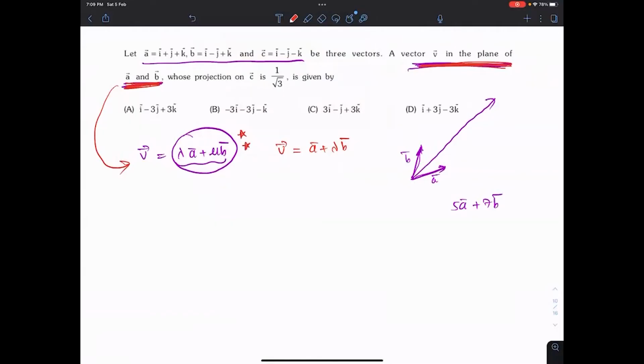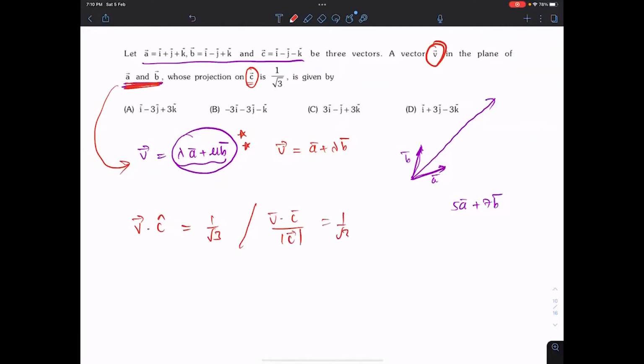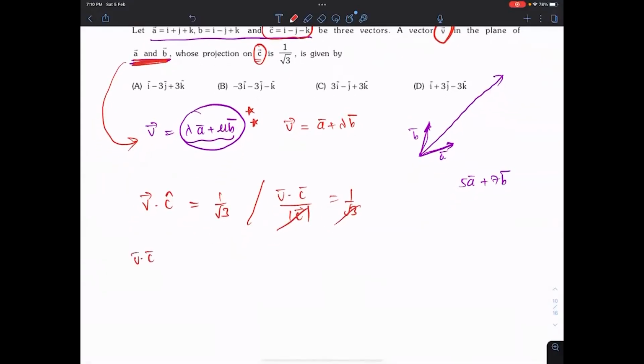A vector V bar in the plane of A bar and B bar, whose projection on C bar, what is the projection formula here? The projection of V bar on C bar is given by V bar dot C cap, and they are saying 1 by root 3. That is V bar dot C bar by mod C bar is 1 by root 3. Mod C bar is root 3 only, you can see from here. These two will get cancelled. So they are saying V bar dot C bar must be 1.